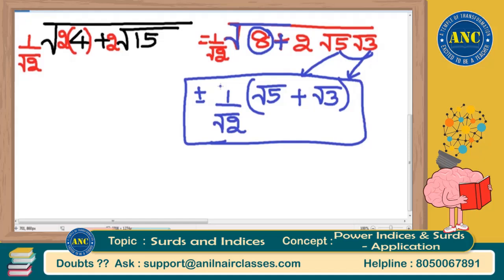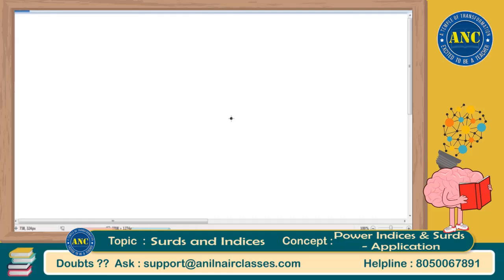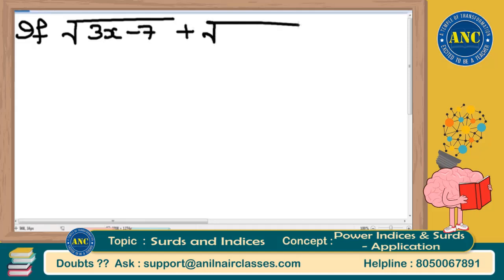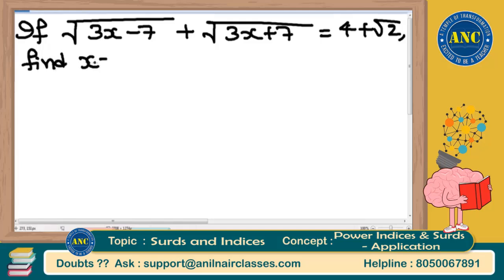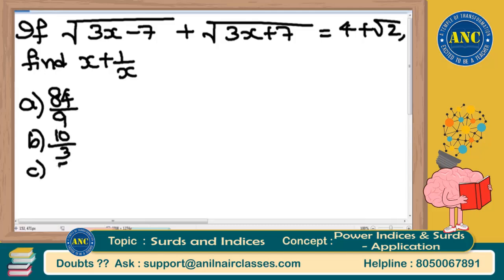Now please see this question, sir. A beautiful question which can be solved. If square root of 3x minus 7 plus square root of 3x plus 7 is equal to 4 plus root 2, find the value of x plus 1 by x. Options are 84 by 9, 10 by 3, 5 by 2, and the last option is 4 by 3.